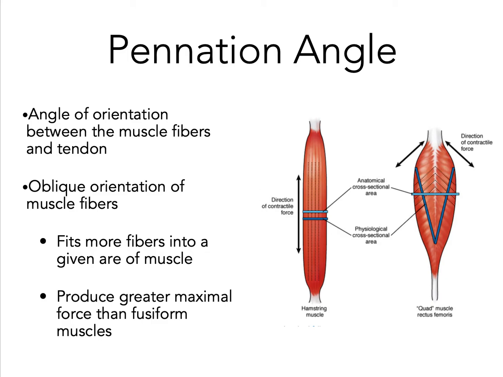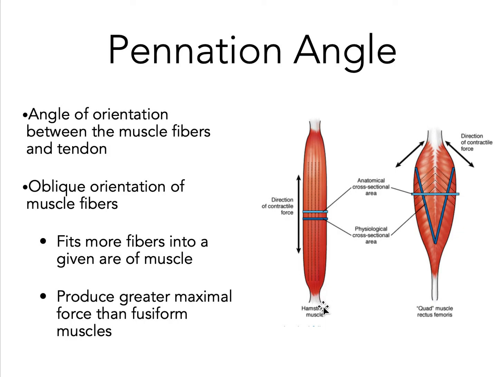Let's take a look at pennation angle. If a muscle attaches parallel to the tendon, the pennation angle would be 0. So angle of pennation is the angle of orientation between the muscle fiber and the tendon. An example of 0 degrees of angle of pennation is right here, a hamstring muscle. The fibers are oriented at 0 degrees to the tendon.